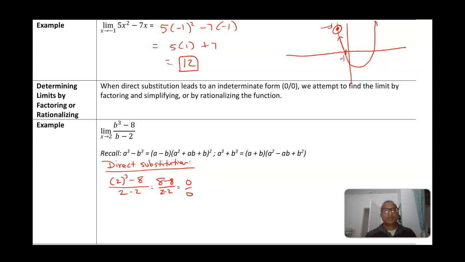So when that doesn't work, we have to do something to this rational function. Now, first, let's try factoring. If you recall, b cubed minus 8, these are both perfect cubes, because b to the third power is equal to b cubed, and 2 to the third power is equal to 8.